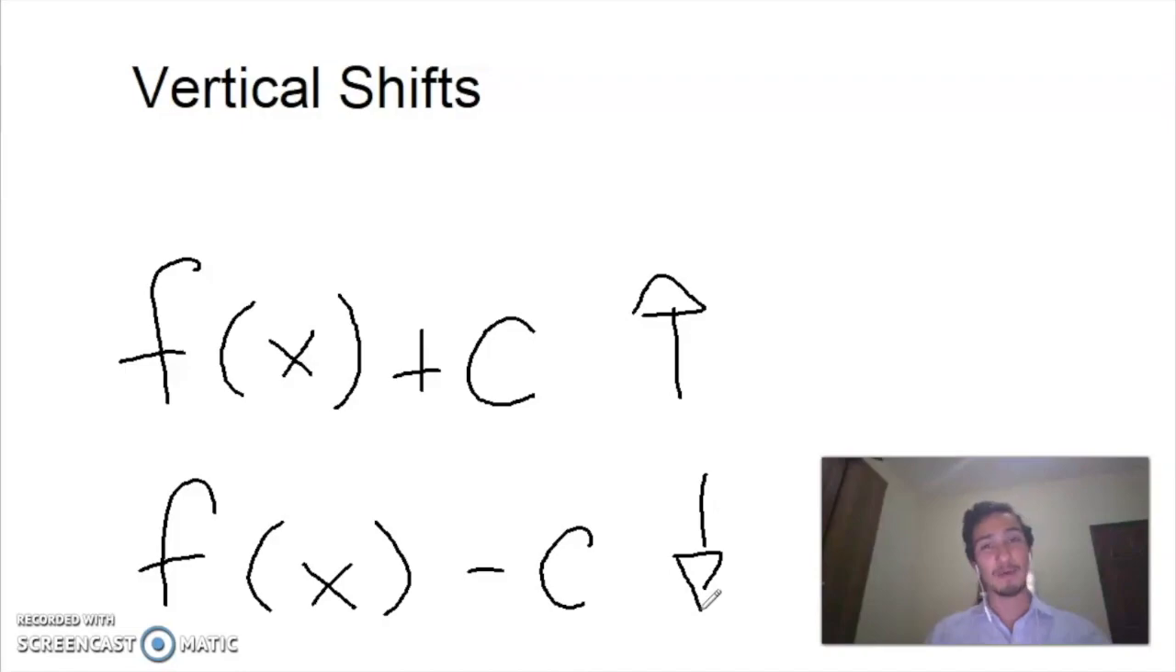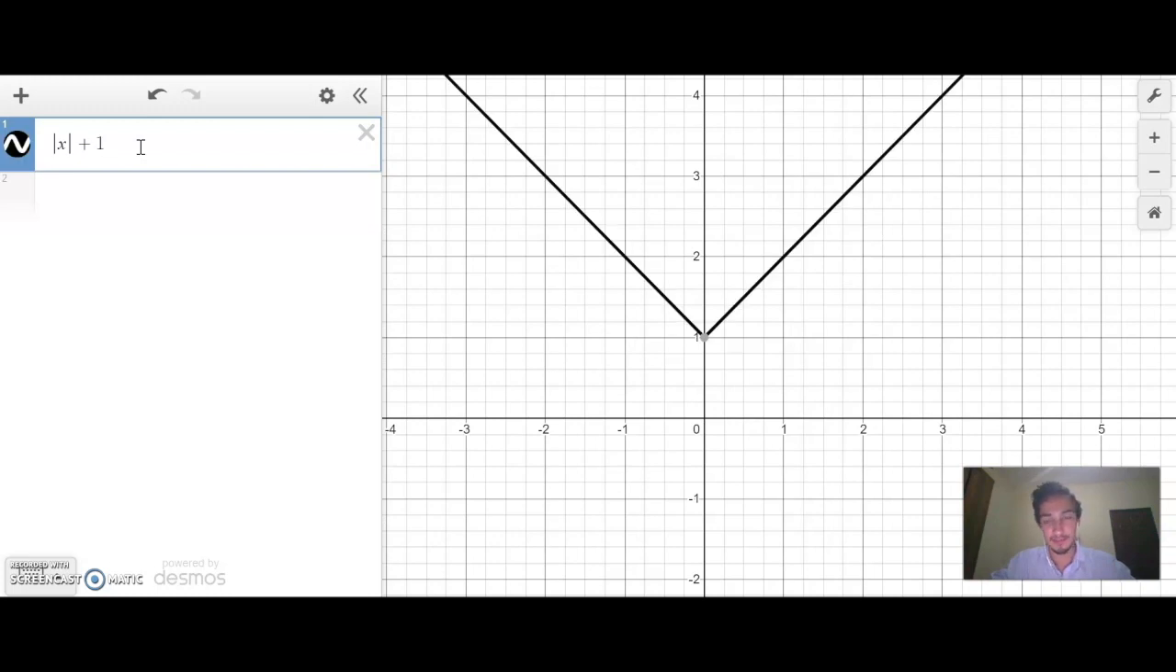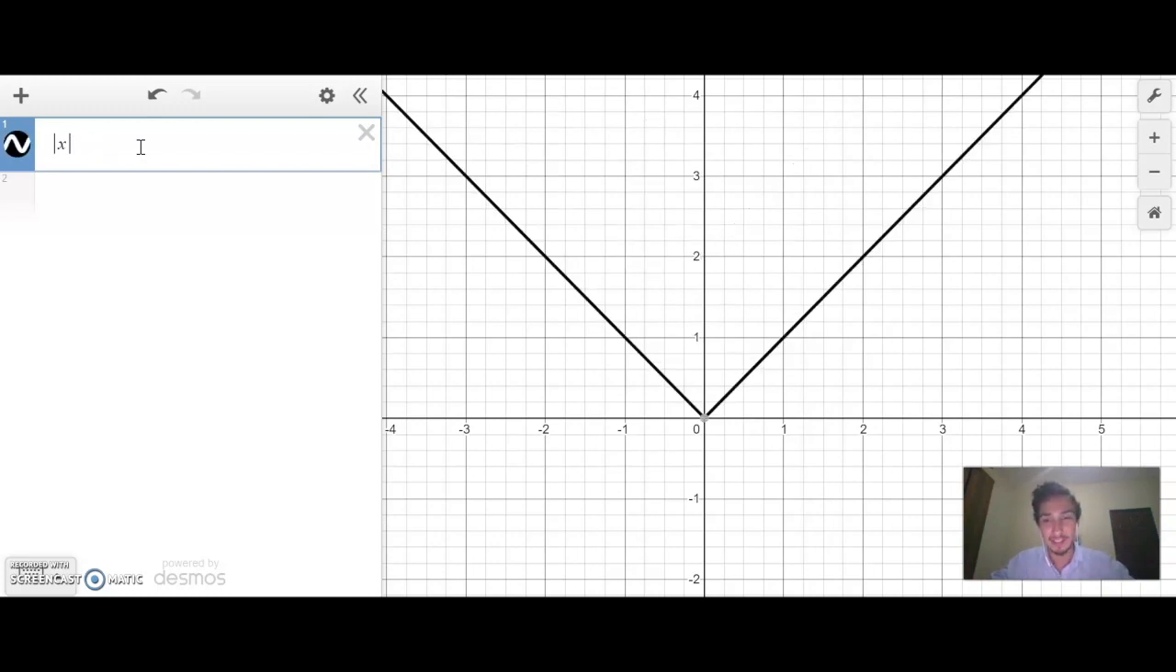So this is how it would be algebraically. Now let's take a look at how it would be graphically. So here we have the absolute value function, and now if we want to shift it up, we simply say plus 1 or 2 or 3 or however far we want to shift it up. And if we want it to shift down, we say minus 1, 2, 3, however far.